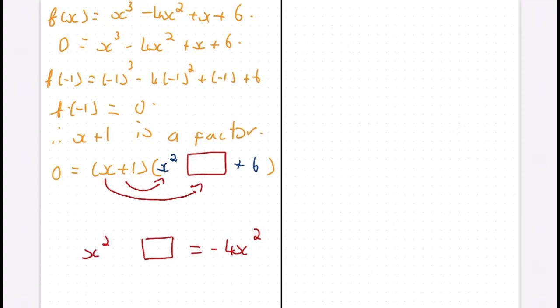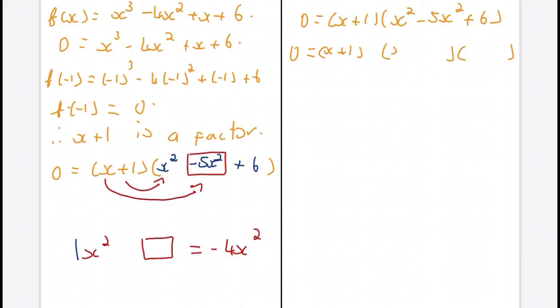But what number can I add to x squared to get minus 4x squared? This is 1x squared. I want to know what to add to it to get minus 4x squared. You'll agree with me that I must add minus 5x squared. Okay, so that's why we're going to put here minus 5x squared. So essentially now what we have is 0 is equal to x plus 1 into x squared minus 5x squared plus 6. And we're going to go ahead and factorize this guy here as well.